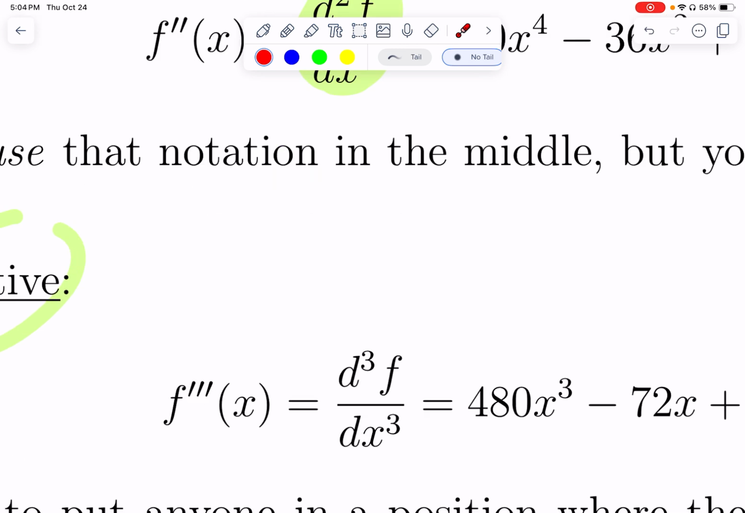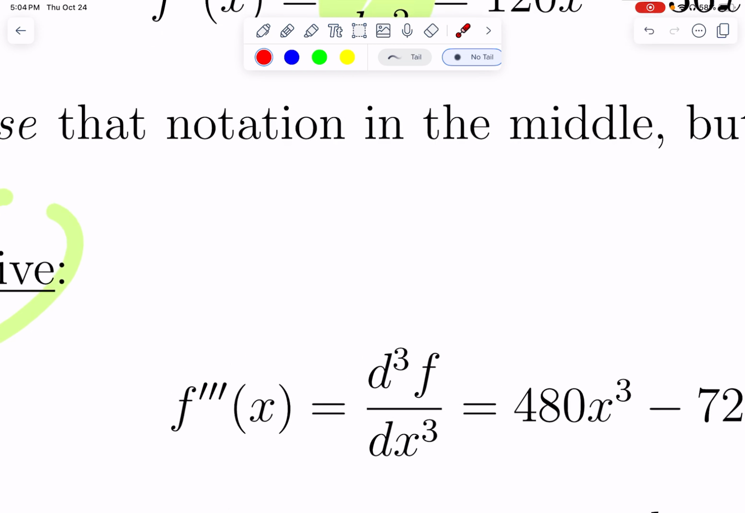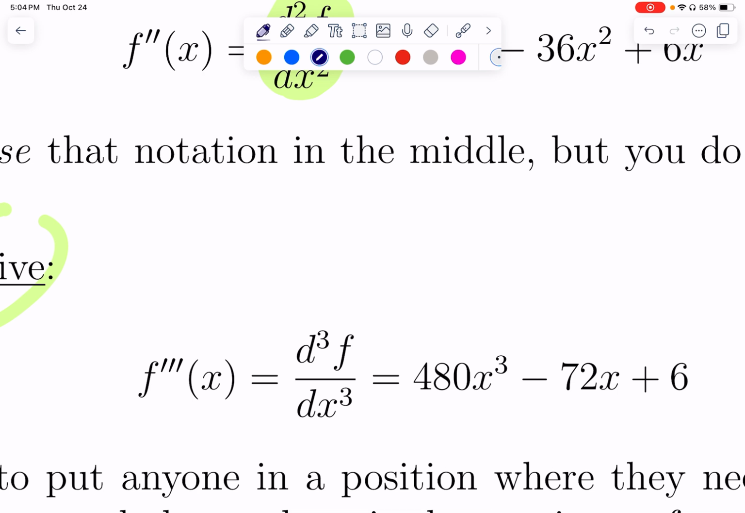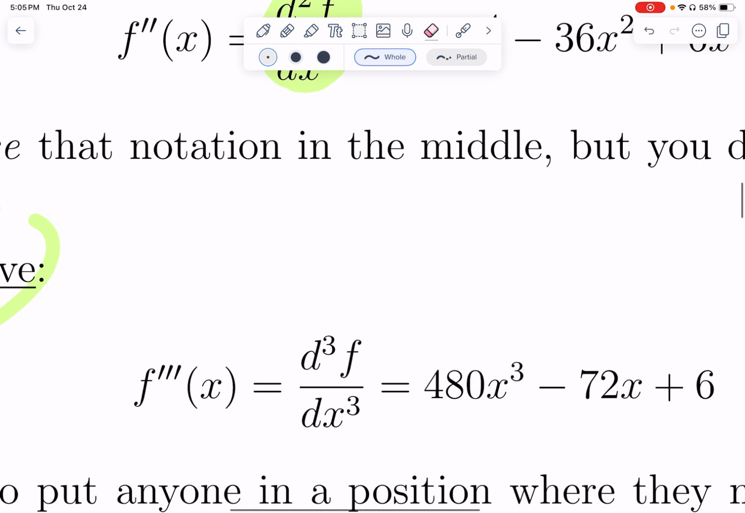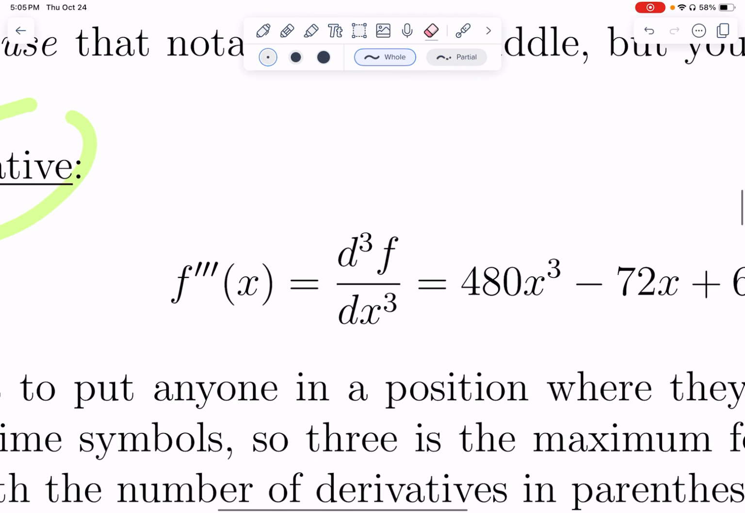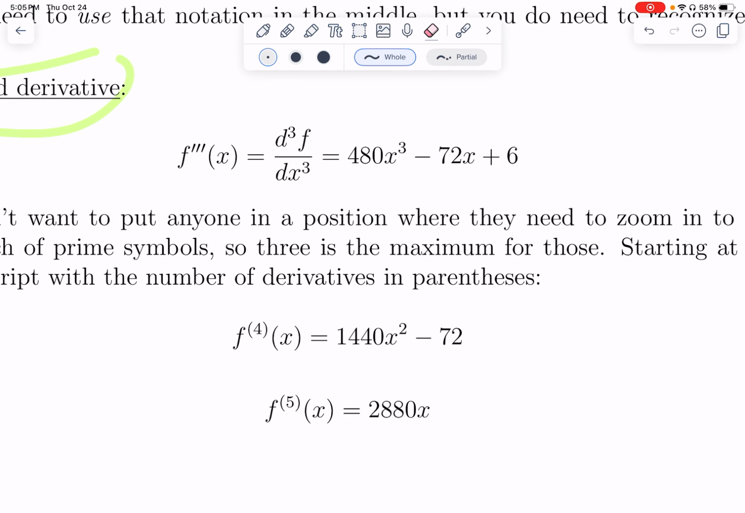Now, here's the thing. 3 prime symbols is our limit. What we don't want to happen is if I want to take the 11th derivative, we have to go f 1, 2, 3, 4, 5, 6, 7, 8, 9, 10, 11. And then someone else has to come back and look at that and count how many primes there are, right? It gets ridiculous after a certain point. So we say the maximum number of primes we will write is 3. And after that, we just count how many there are and we put it in parentheses. So my fourth derivative, I've stopped doing primes and I'm just putting the number 4 in parentheses as a superscript, right? That means pretend there are 4 primes there.